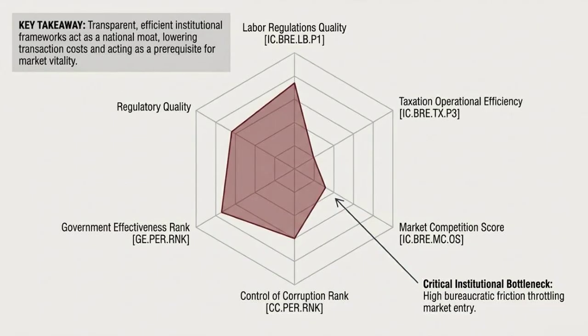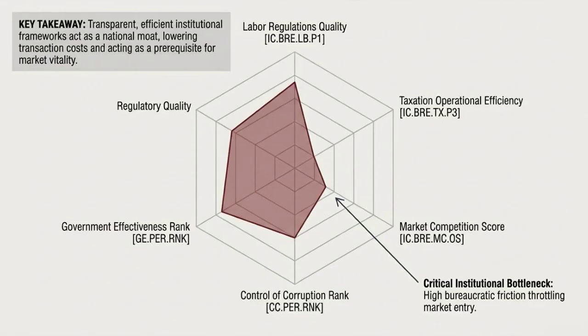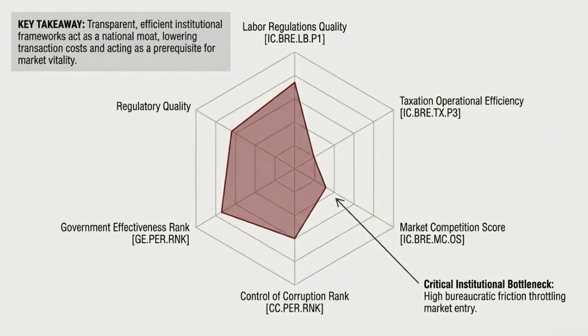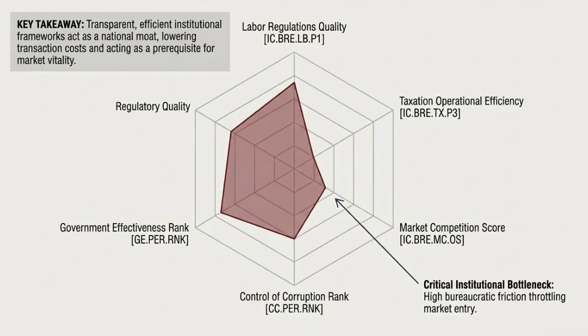This data set breaks down the regulatory environment into specific pillars: we're looking at the quality of labor regulations, the operational efficiency of tax administration, and the services that promote market competition. Okay, let's play out a scenario here to make this real. Let's say a country has a young, eager workforce in a geographic location that's just perfect for shipping.